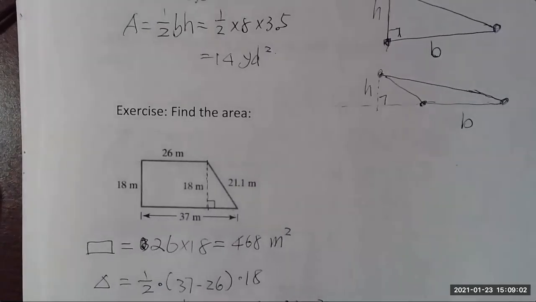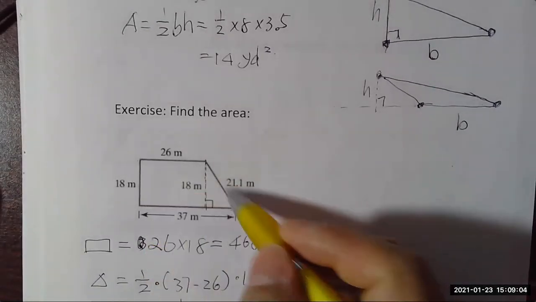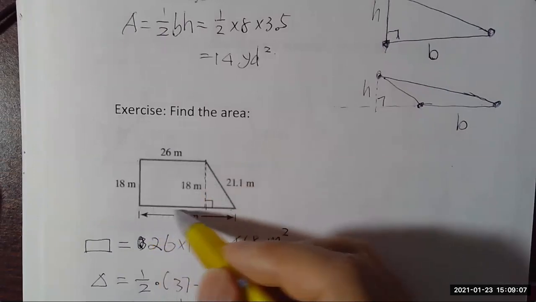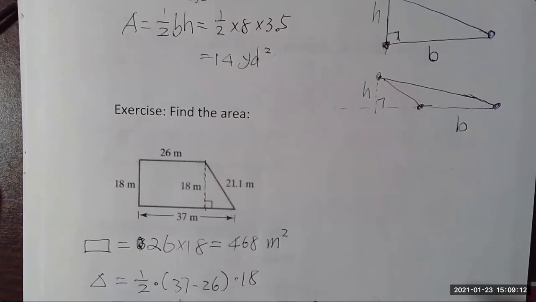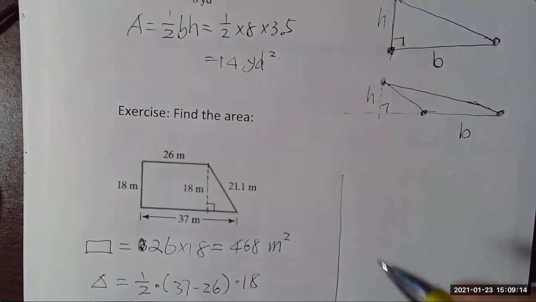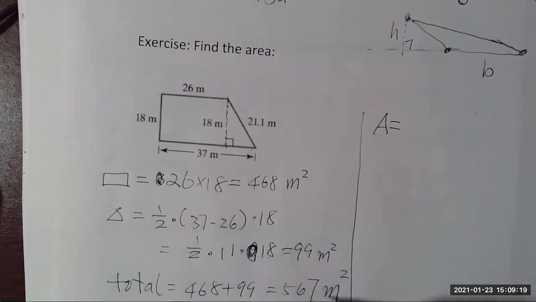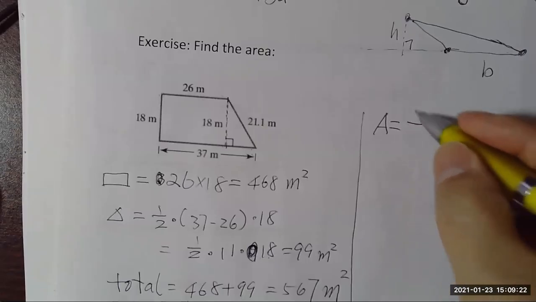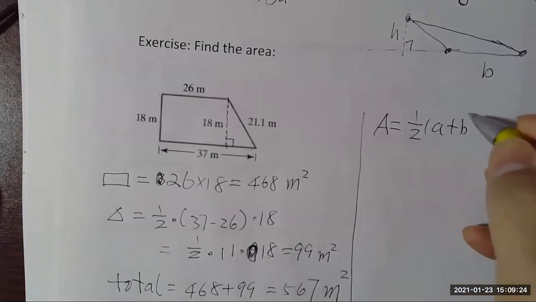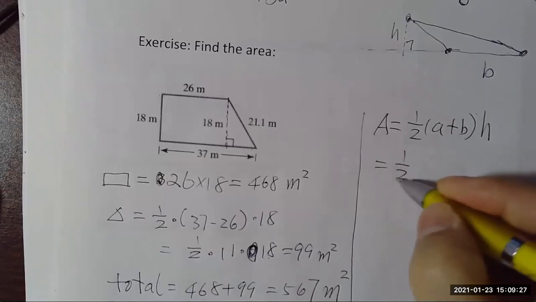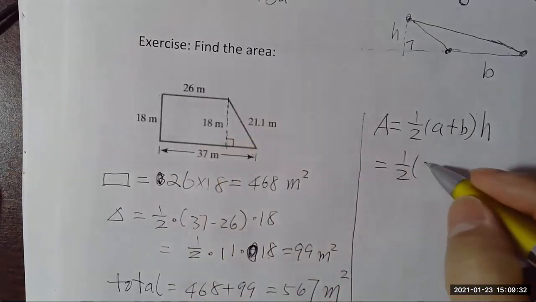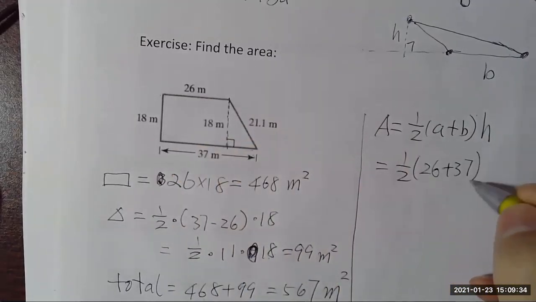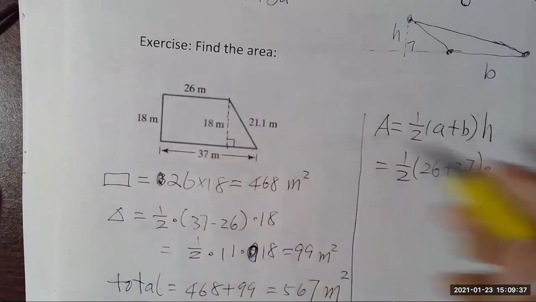So we know this is a trapezoid because you have a four-sided figure and one pair of the opposite lines are parallel, the other pair not. So this one is a trapezoid. We can use the trapezoid formula. Let's do it again to see if we get the original answer, 567. So half times A plus B times H. A and B represent the lengths of the two parallel sides, so 26 and 37. Times height. Height is the distance in between, which is 18.